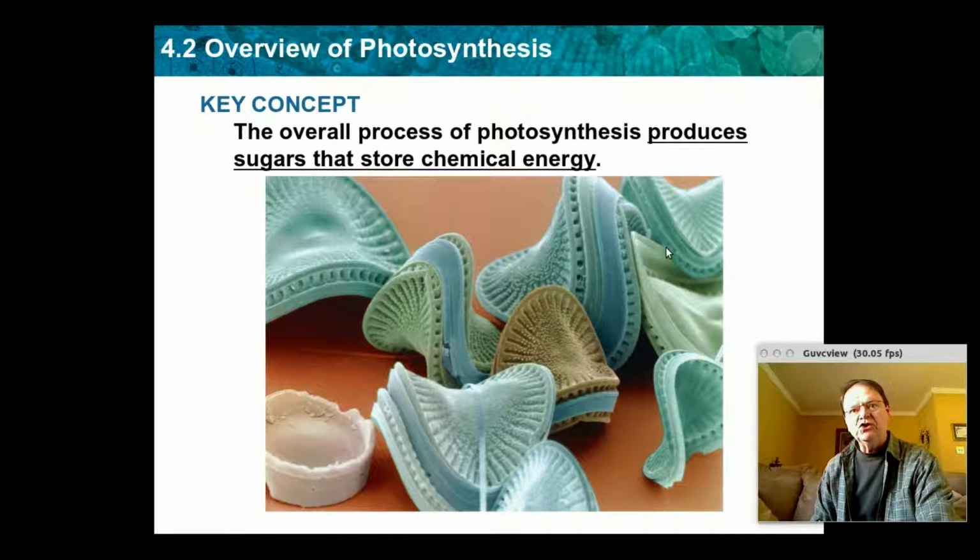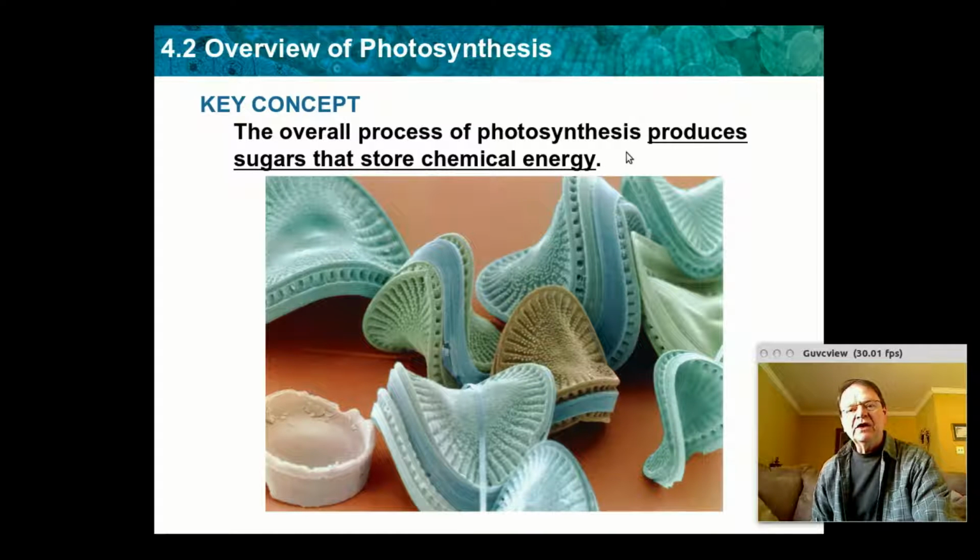Now, what you see pictured here, it kind of looks like potato chips, doesn't it? But these are diatoms that live near the surface of the ocean, and they perform a tremendous amount of photosynthesis that forms the basis of the food chain for our oceans. So even in the oceans, photosynthesis is occurring all the time.